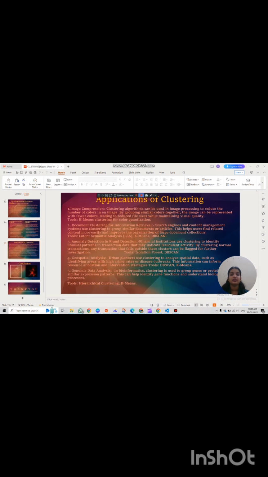Moving further, let's discuss some applications of clustering. Number 1. Image compression. Number 2. Document clustering for information retrieval. Number 3. Anomaly detection in fraud detection. Number 4. Geospatial analysis. Number 5. Genomic data analysis.